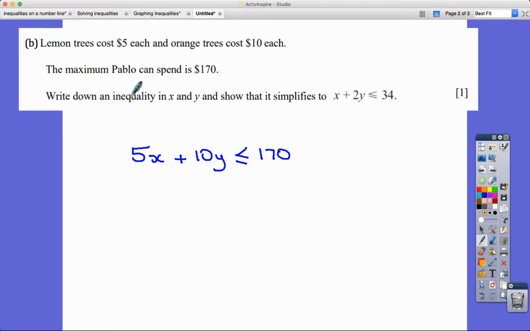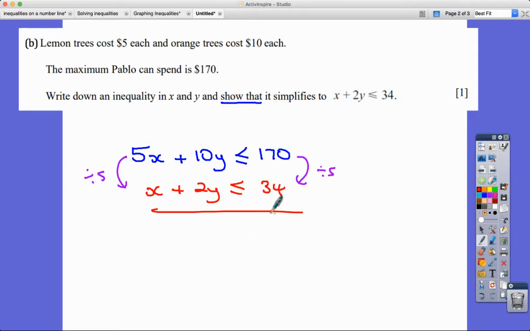Okay, now write down an inequality and now show that it simplifies to this. So let's look at the link between these numbers. We've got 170, 34, we've got 10 and 2, we've got 5 and X. Hopefully you've noticed that if we just divide everything by 5, we are going to arrive at this answer and show that it simplifies to it. So 5x divided by 5 is x. 10y divided by 5 is 2y. We've got less than or equal to, and then 170 divided by 5, you can check, is 34. Okay. All right, so we've got the first 4 marks of this question. Okay, so far so good, I hope.